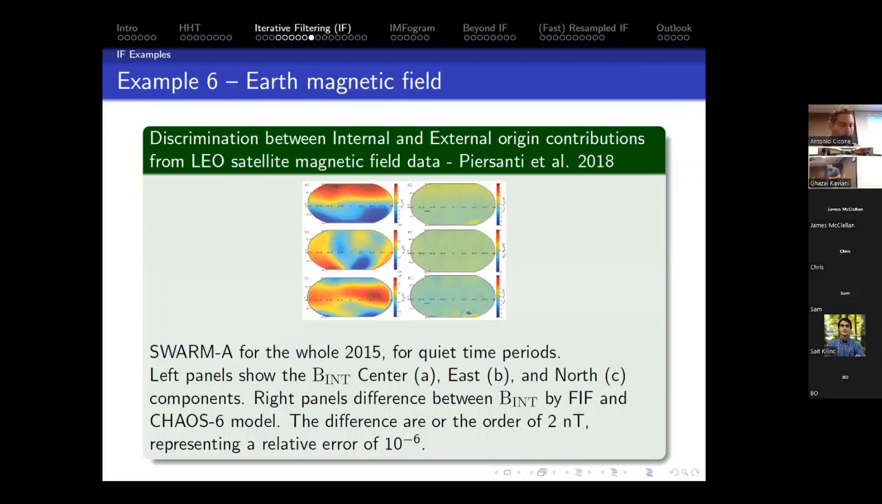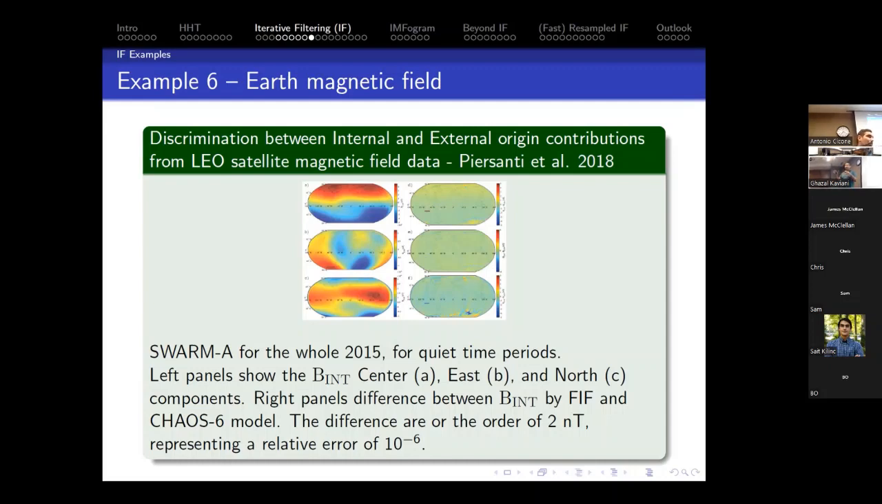Or here is another example, where we took the magnetic field of the Earth measured from satellites. We would love to just measure the Earth's magnetic field, but the satellite is measuring the magnetic field in the upper atmosphere, which contains a contribution from the Earth, but also from the sun and from deep space. So what we did is we decomposed that signal into IMFs, and then we studied them statistically, and we discovered that there was quite a big difference between the low frequency IMFs and high frequency IMFs.